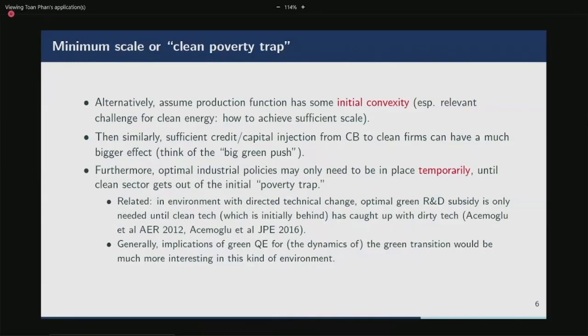And this is very related to the idea that in an environment with directed technical change, optimal green R&D policy subsidy is only needed until clean technology, which is initially behind, has caught up with the dirty technologies, well documented in this literature following the Acemoglu work in AER 2012 or the follow-up JPE 2016 papers. And generally, I think the implications of green QEs for the dynamics of the green transition will be much more interesting in this kind of environment.